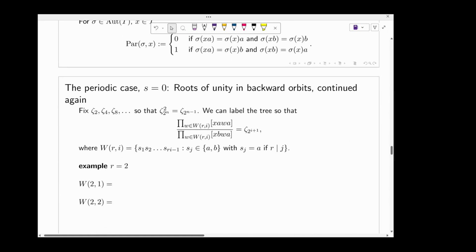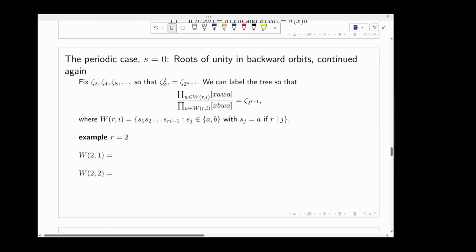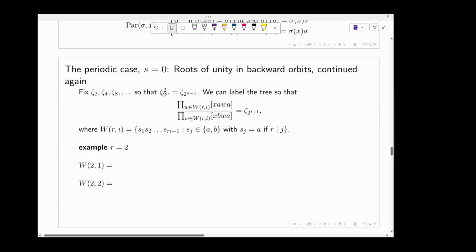Okay, now we want to argue that we are able to label our tree in a consistent way so that some chosen set of nodes gives us exactly a primitive 2 to the nth root of unity that we want. So we're arguing here that we can just label this consistently. And I'm not going to give you the argument. It's an inductive argument that just labels the tree as we go up.